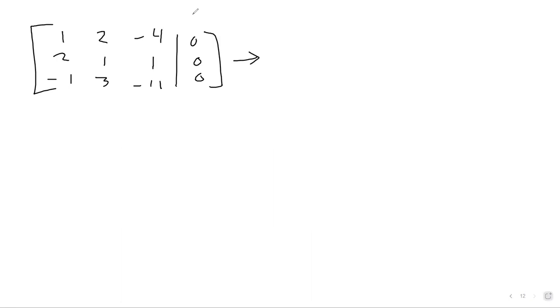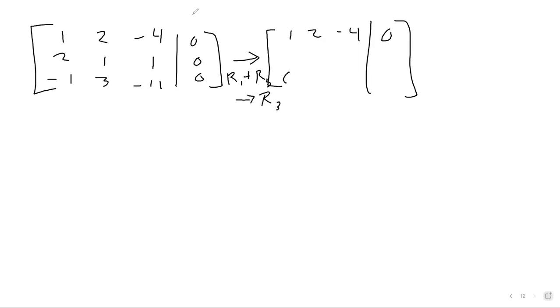So we can add our row 1 and row 3, and we can store that in row 3, because that'll give us a 0 there. 2 plus 3 is 5, -4, -11, -15, 0. We can also take 2 row 1s minus a row 2 and store that in row 2.